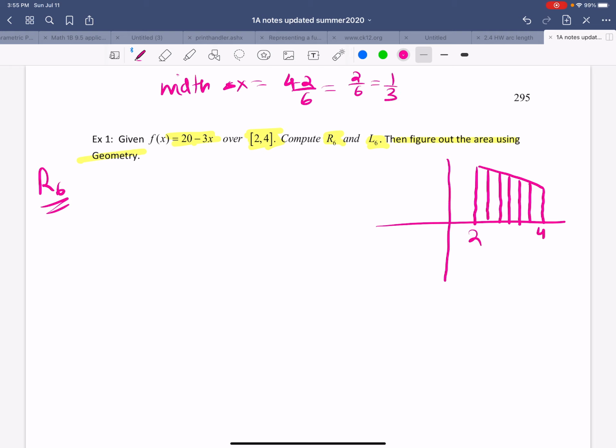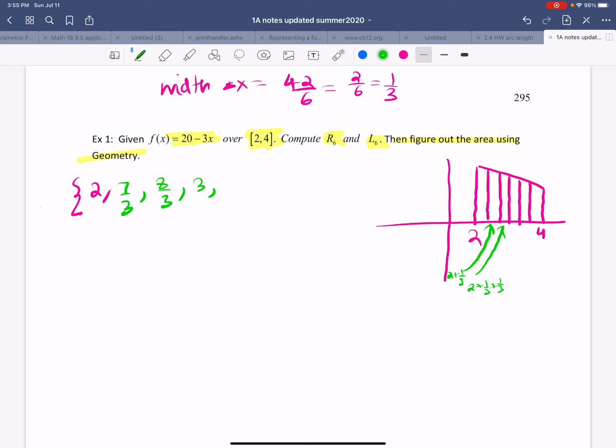and that's 1/3. Before we even talk about the right-handed sum, what are going to be my interval points? I'm starting at 2. The next point would be 2 plus 1/3, then 2 plus 1/3 plus 1/3, and so on. 2 plus 1/3 would be 7/3. And 7/3 plus 1/3 will be 8/3. 8/3 plus 1/3 would be 3.